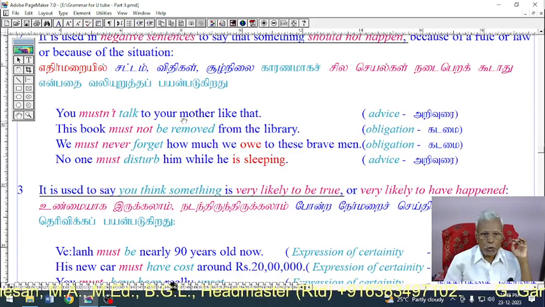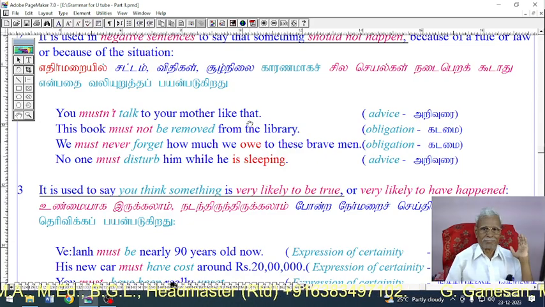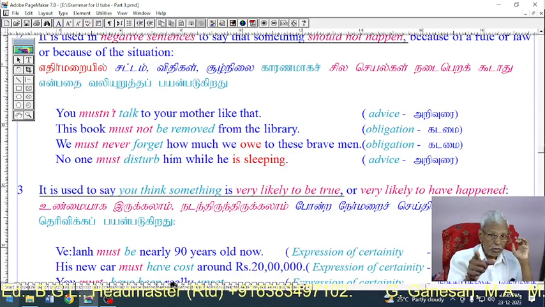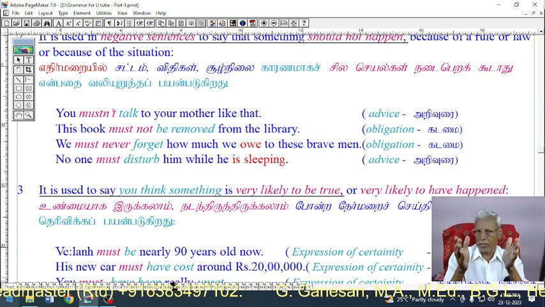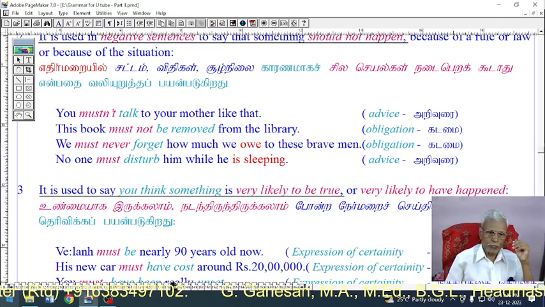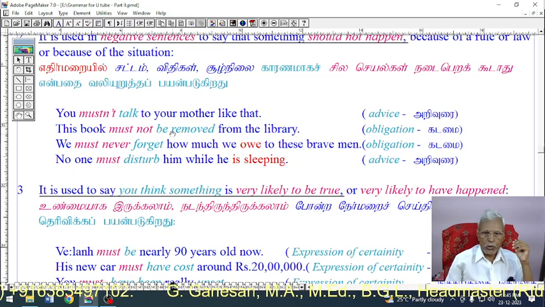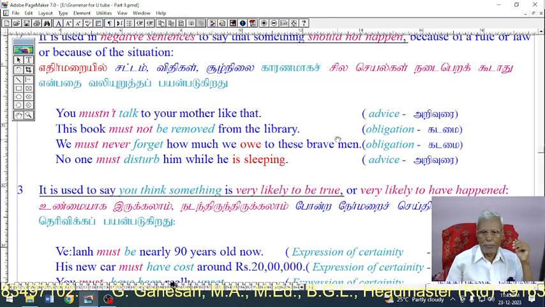You mustn't talk to your mother like that. Advice. That is external authority, I mean the authority of the speaker. This book must not be removed from the library. Obligation.